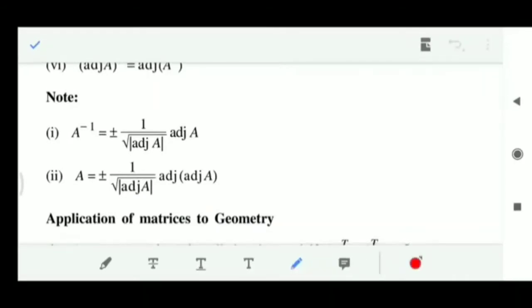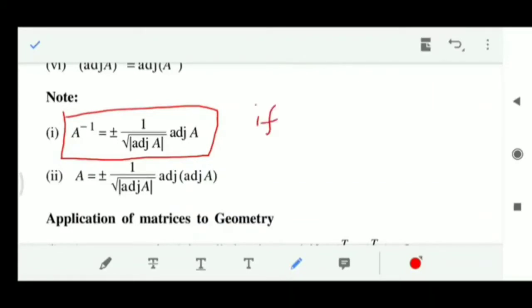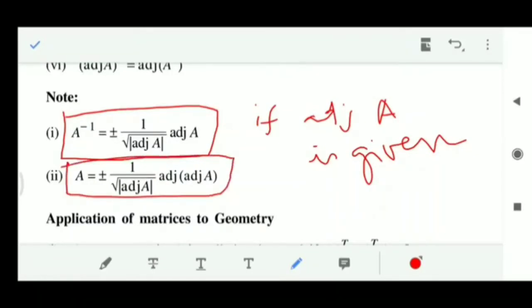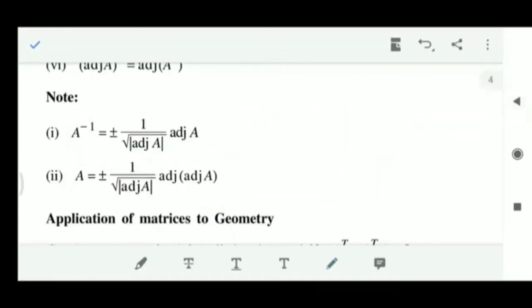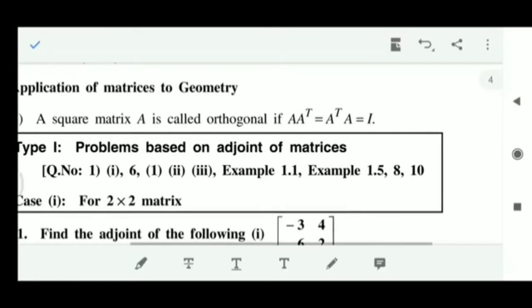Next we have two important notes. One is A inverse is equal to plus or minus 1 by root of determinant of adjoint of A into adjoint of A. If adjoint of A is given, we have to use this formula. Then A is equal to plus or minus 1 by root of determinant of adjoint of A into adjoint of adjoint of A. That is the formula to find A. The above formula is to find A inverse.